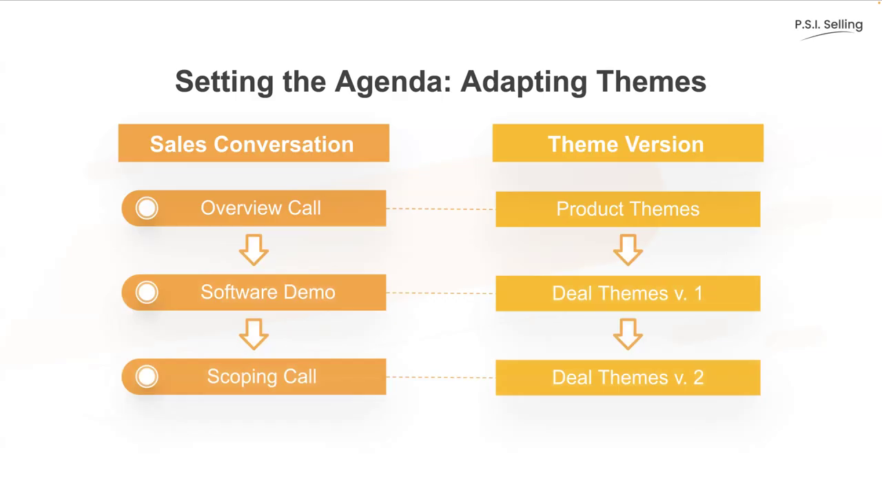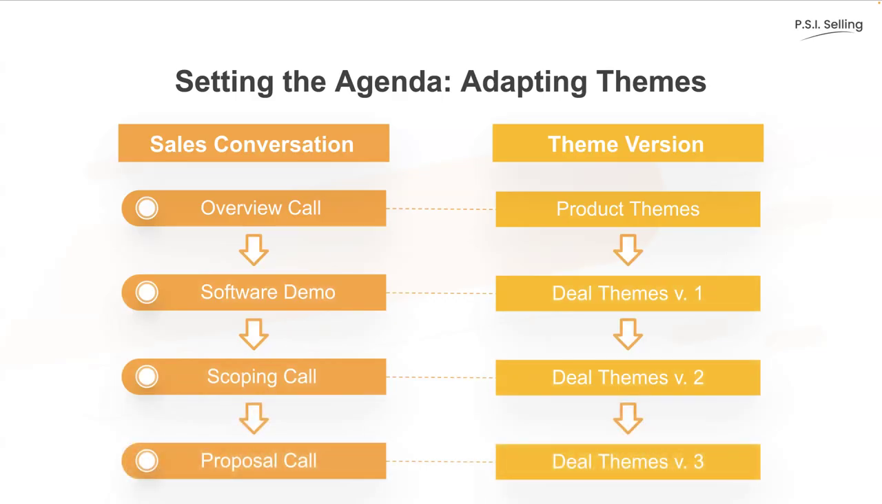You'll use that to evolve the deal themes again for your scoping calls. And then again, for your proposal calls. And the punchline of this is that over the course of this deal, your themes are going to get more and more tailored and more powerful. And ultimately, they will make an irresistible case for a purchase.